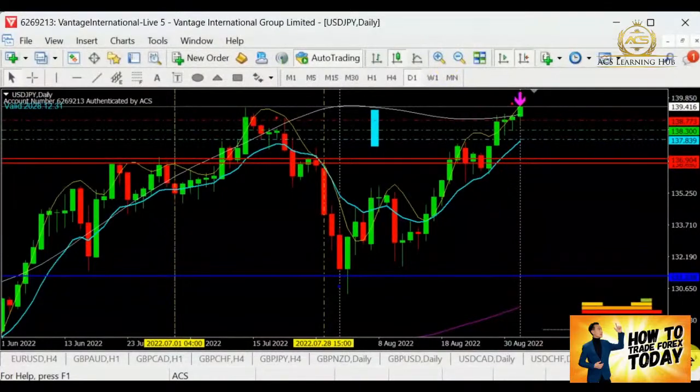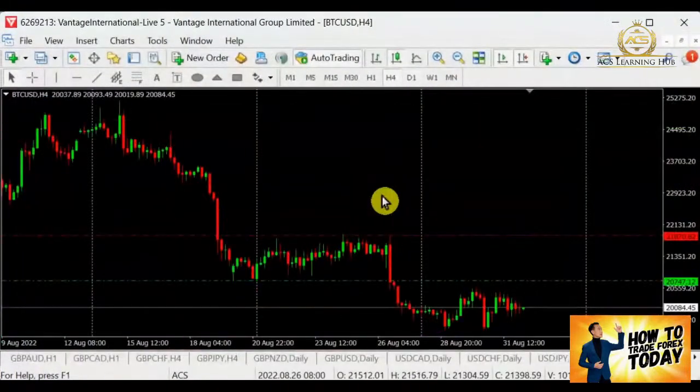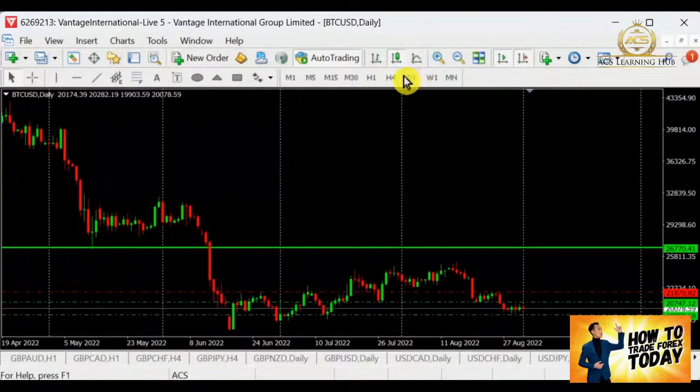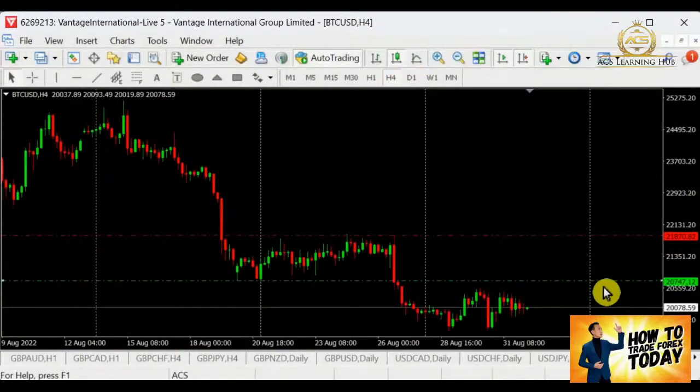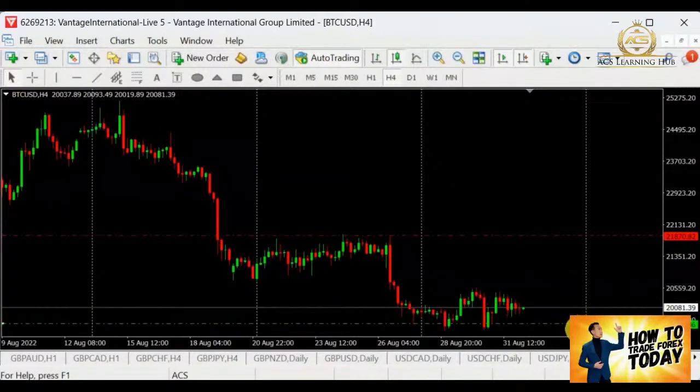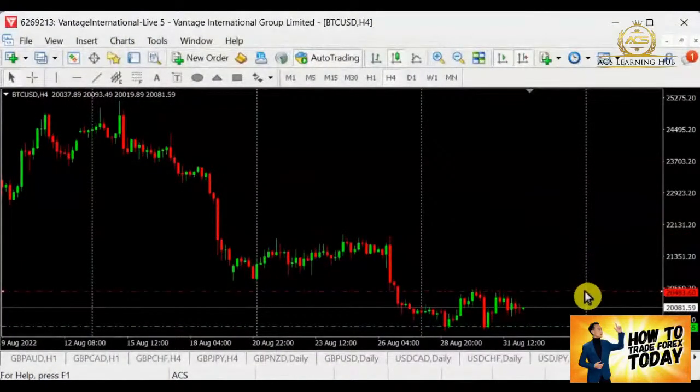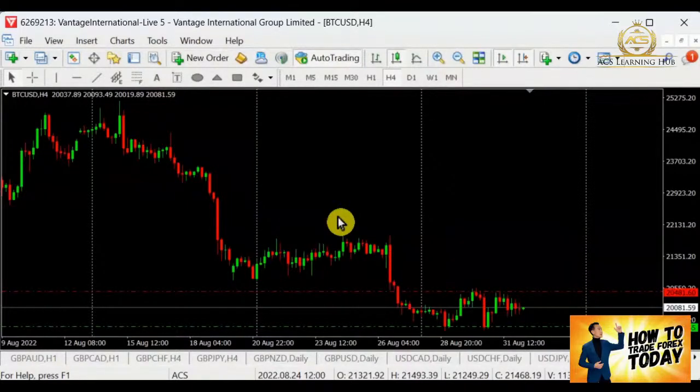Okay, for Bitcoin, now we are on 20,082. It is still hovering around this area. By looking at this Bitcoin, I'm looking at the selling may still come in. However, we still need to take a look at this level so that I will be able to see clearer. We are right in the middle right now.